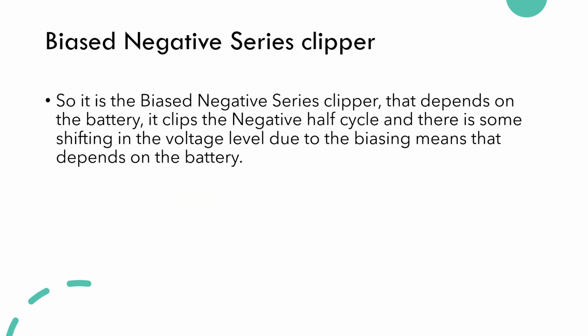So it is the biased negative series clipper that depends on the battery. It clips the negative half cycle and there is some shifting in the voltage level due to the biasing voltages, which means that it depends on the battery.